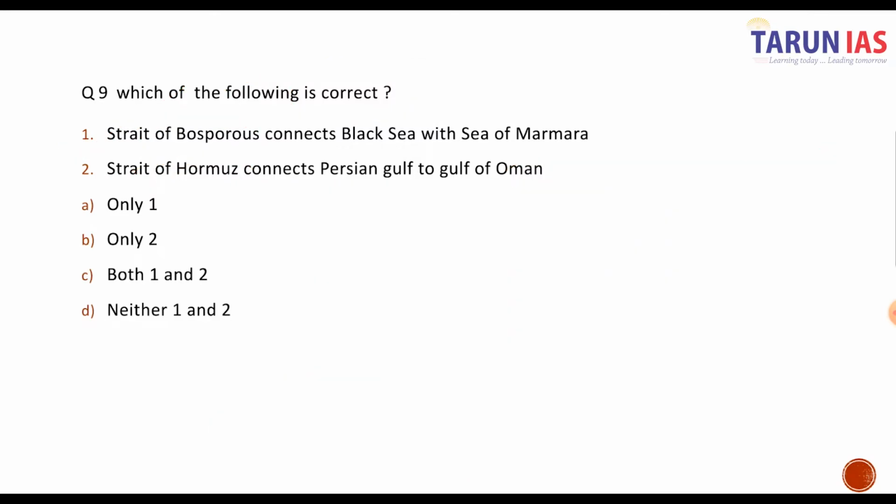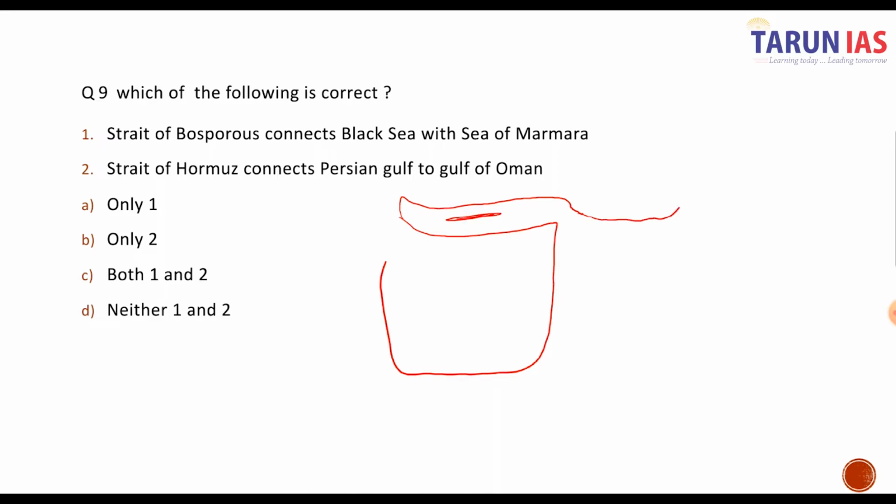Let me delete this. Now what happens, if you see, this is Arabian Peninsula, something like this, and here we have this Persian Gulf. This is Iran. Now here we have Pakistan. If you look at this, this is one small province of Oman. This is Persian Gulf. This is Gulf of Oman, right? Now, the Strait of Hormuz is present here.